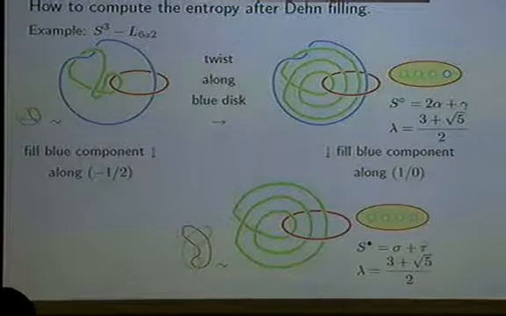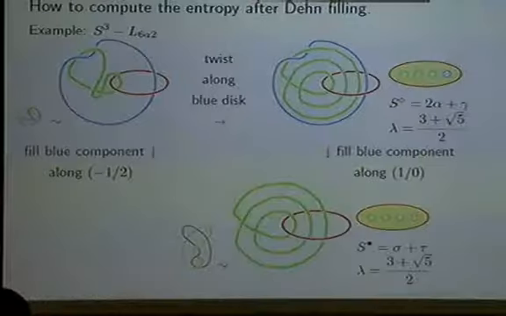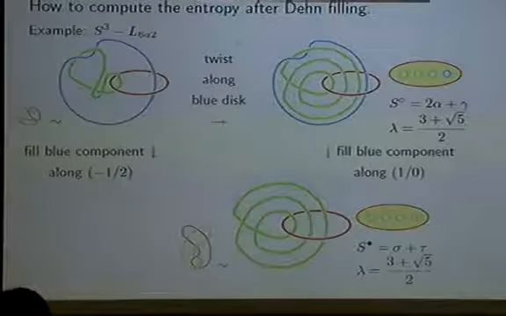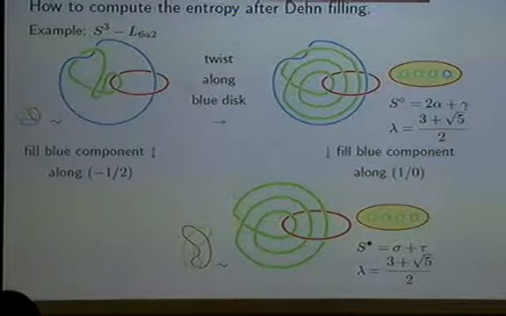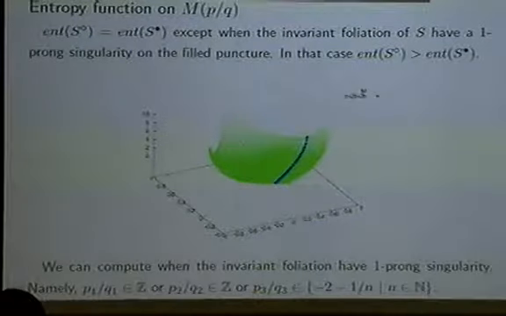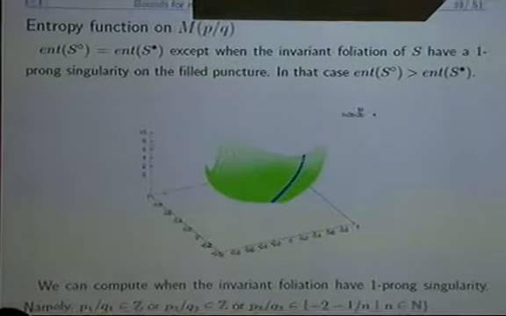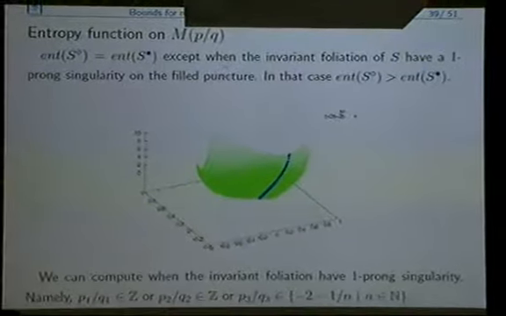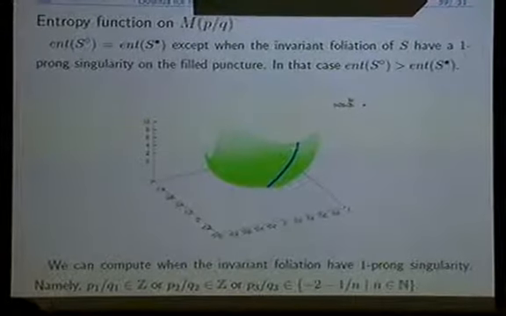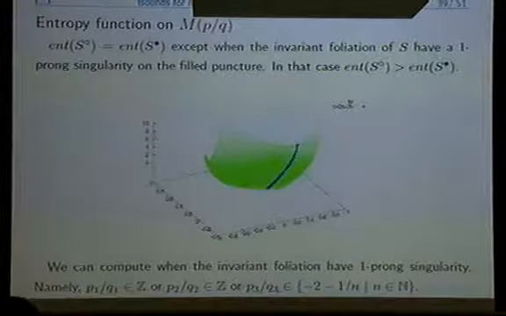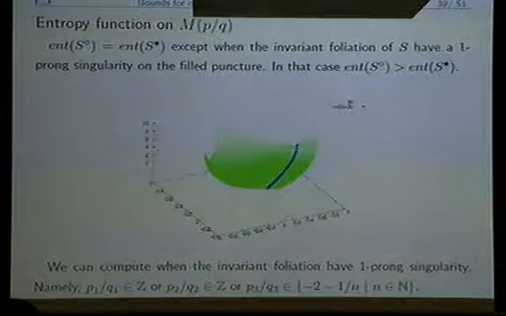Okay. Usually the entropy doesn't change. So the entropy before filling and the entropy after filling are almost always equal, except when the invariant foliation has one prong in the filled puncture, I'll say nothing about this. But in that case, entropy goes down after filling.